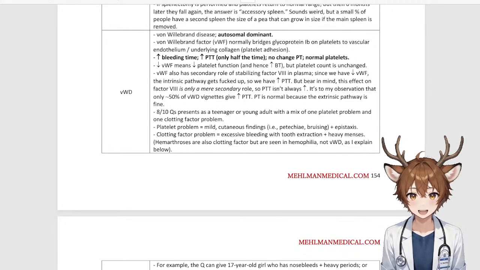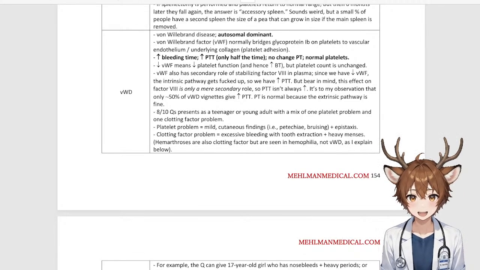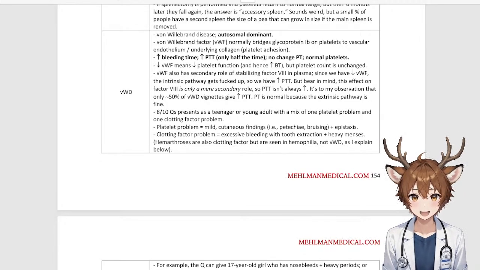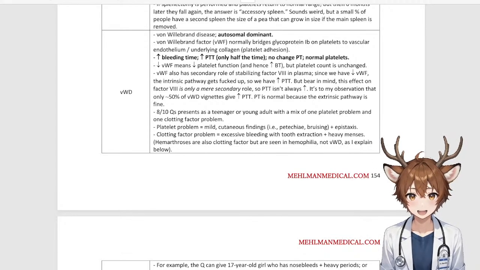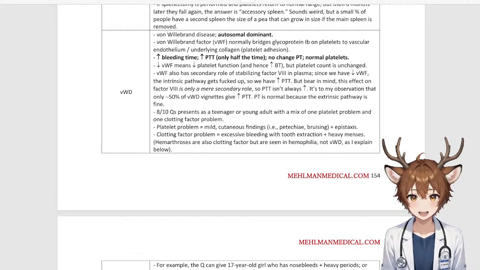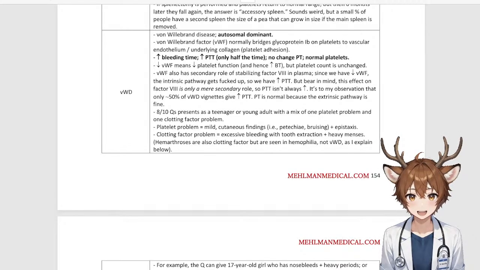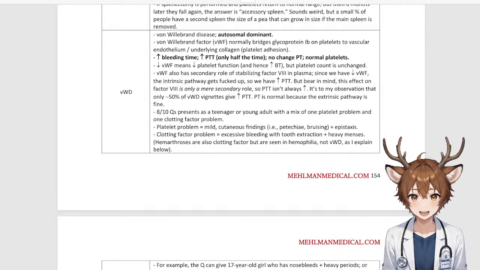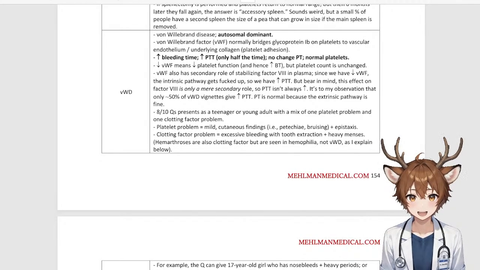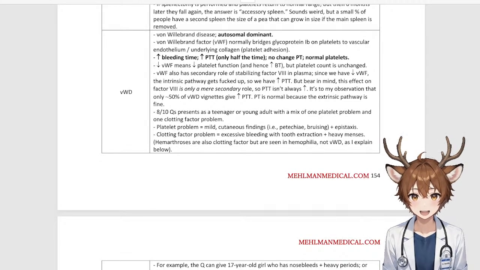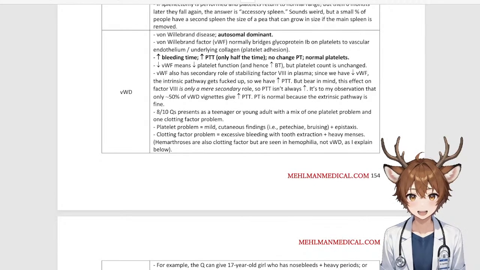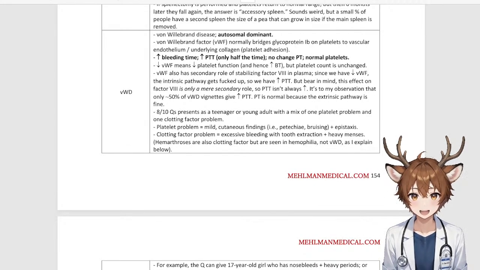A decrease in von Willebrand factor means a decrease in platelet function and hence an elevation in bleeding time, but platelet count is unchanged. Von Willebrand factor also has a secondary role of stabilizing factor 8 in plasma. Since we have a decrease in von Willebrand factor, the intrinsic pathway gets messed up, so we get an elevation in PTT, but bear in mind this effect on factor 8 is only a secondary role, so PTT isn't always elevated. It's my observation that only about 50% of von Willebrand disease vignettes give an elevation in PTT. PT is normal because the extrinsic pathway is fine.